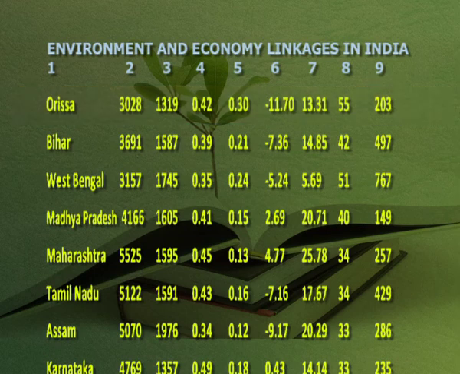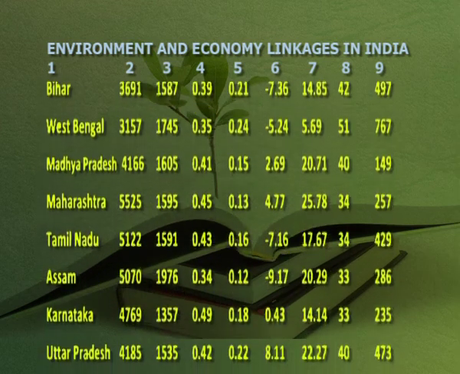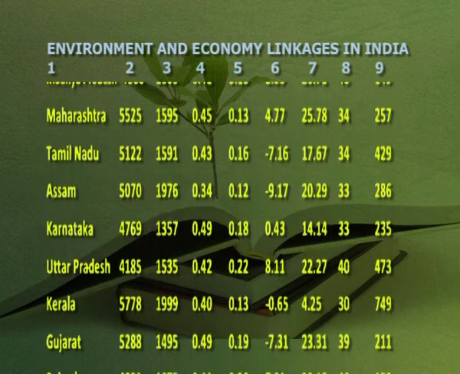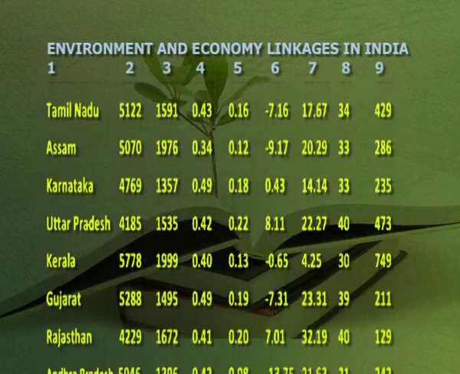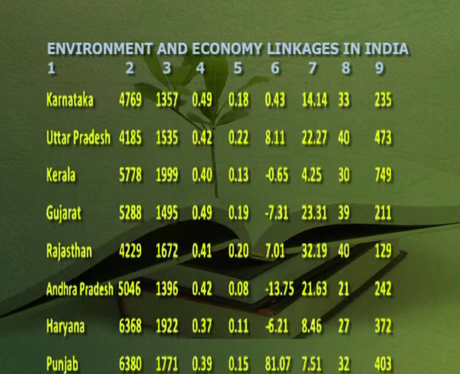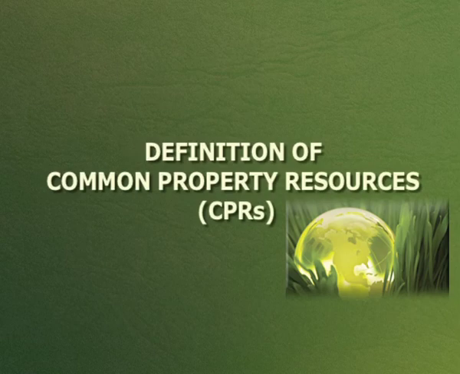Like Orissa, we can see the details of Bihar, West Bengal, Madhya Pradesh, Maharashtra, Tamil Nadu, Assam, Karnataka, Uttar Pradesh, Kerala, Gujarat, Rajasthan, Andhra Pradesh, Haryana and Punjab. Definitions of common property resources.